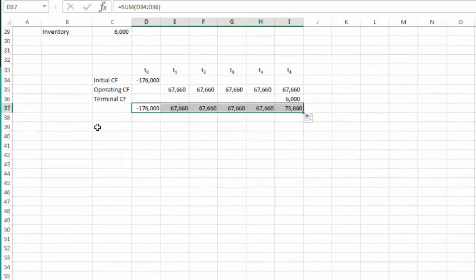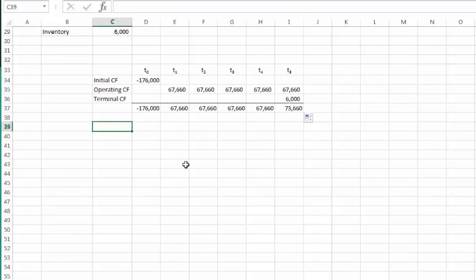Now, to make this into a true capital budgeting problem, I have to say, what is my weighted average cost of capital? Actually, let me move this over. What is my weighted average cost of capital? And I'm going to say it's 15%, because it is in the problem. Based on that, what's the net present value, what's the internal rate of return, and what is the modified internal rate of return?